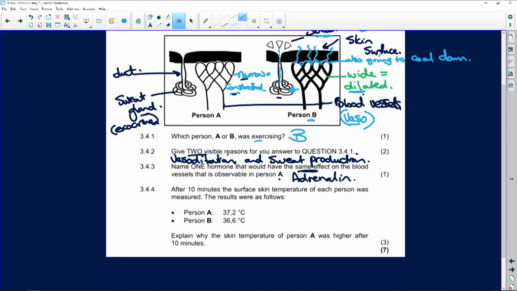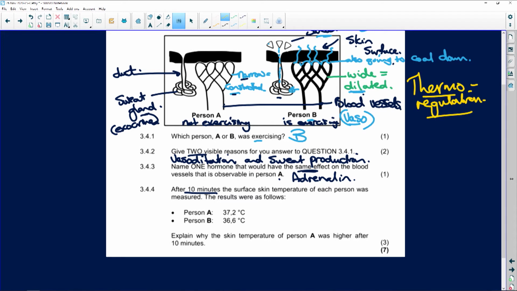Okay. After 10 minutes, the skin temperature of each person was measured. The results are as follows. Now remember, A is not exercising, and B is exercising. So they're getting nice and hot, and they've got this whole thermoregulation process going on here. Okay, thermoregulation. So what happens now? We see that person A has got 37.2, but person B, who was exercising, is sitting at 36.6.